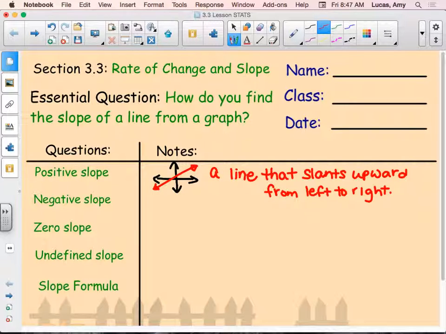Okay, my second vocab word is a negative slope. A negative slope is a line that slants downward from left to right. I think about figuring out the slope of a line just like reading. You read words from the left to the right. You also read the slope of a line from left to right.